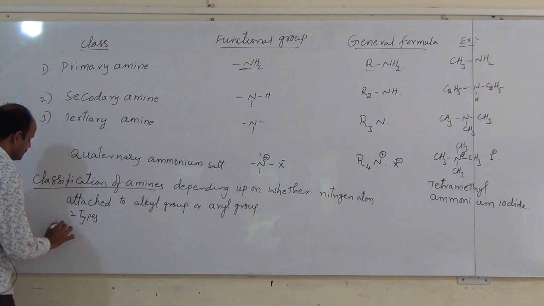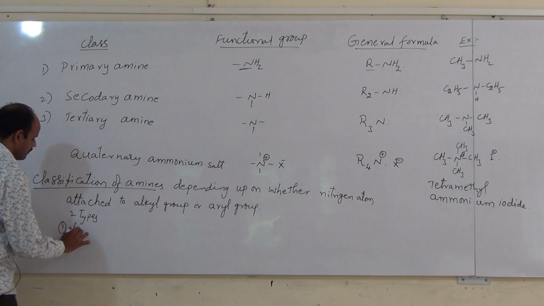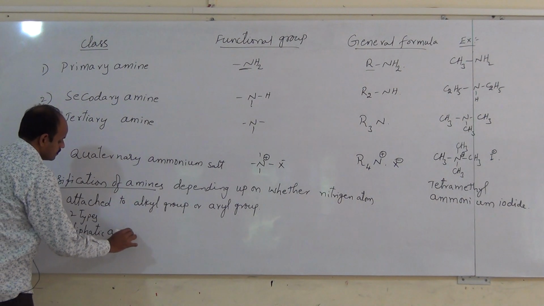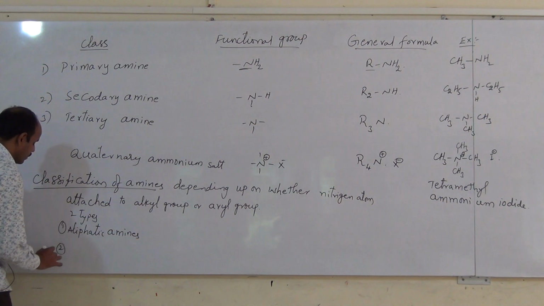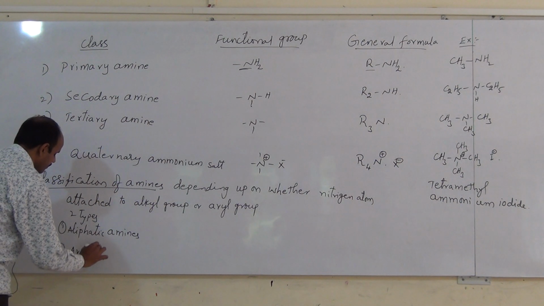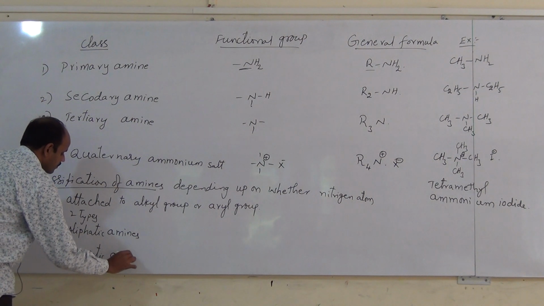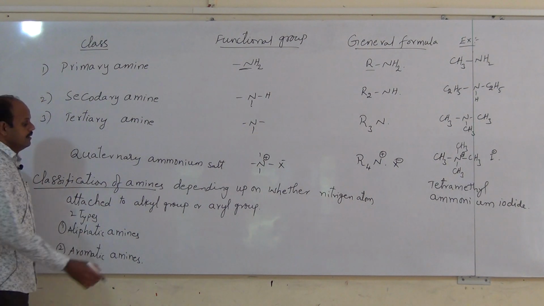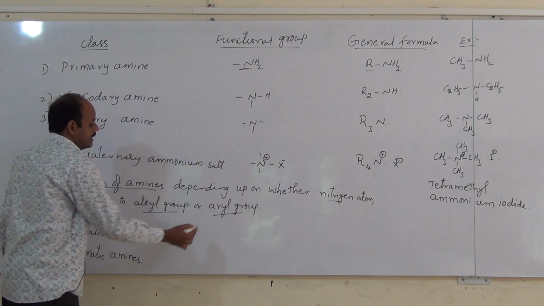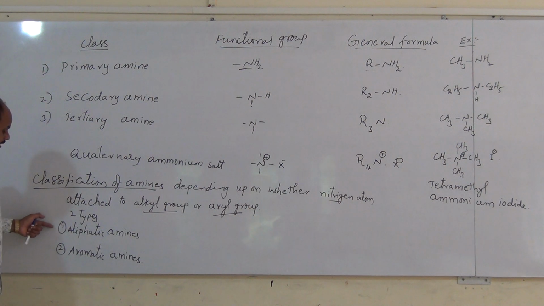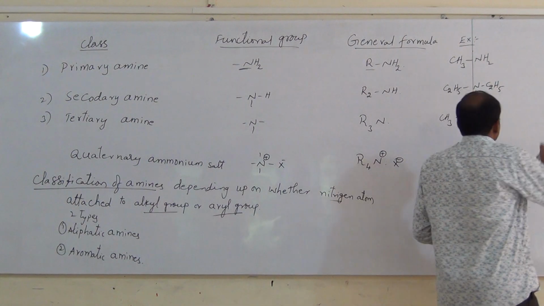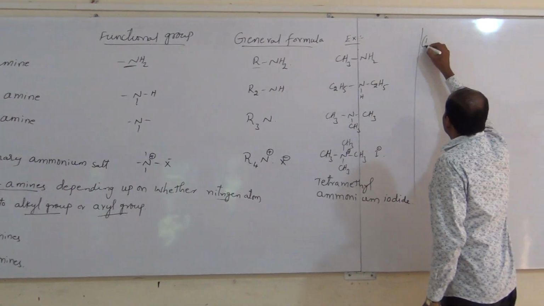They are: the first one is aliphatic amines and the second one is aromatic amines. This is based on whether the nitrogen atom is attached to an alkyl or aryl group. So take the first category. What is that? Here, aliphatic amines.